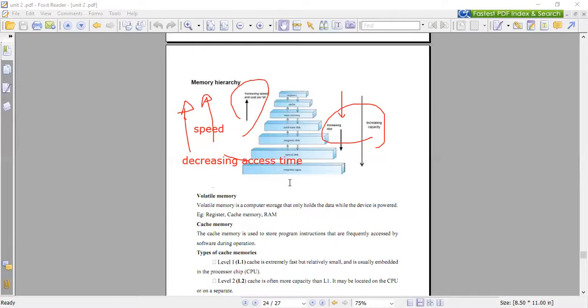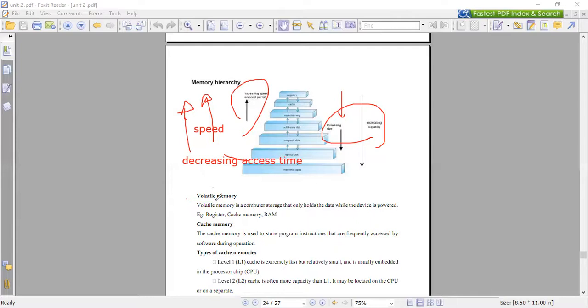So this is called memory hierarchy. You have to remember this, because in MCQ questions you'll be getting this type of questions. Then we'll go to volatile memory. So what does volatile mean? Volatile memory is computer storage that only holds the data while the device is powered. Registers, cache memories, and RAM.